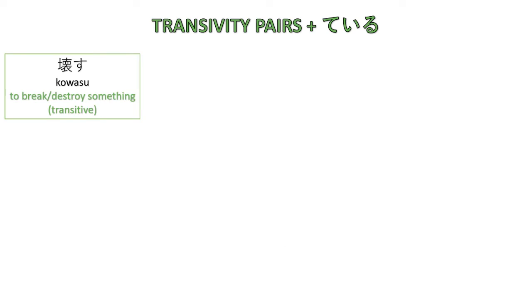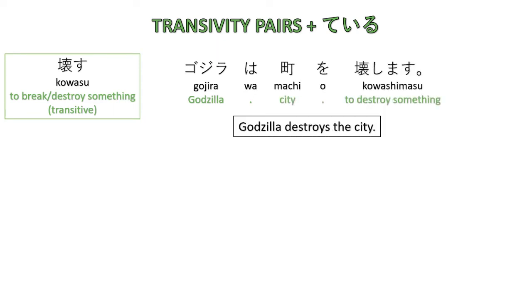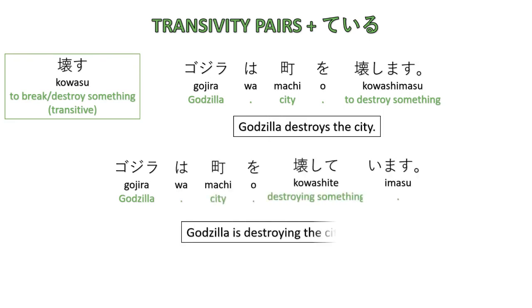And for the last example, kawasu, to break or destroy something. Gojira wa machi o kawashimasu. Godzilla destroys the city. And we change it to the te form. Gojira wa machi o kawashite imasu. Godzilla is destroying the city at the present moment. You see Godzilla destroying the city there as you see it.